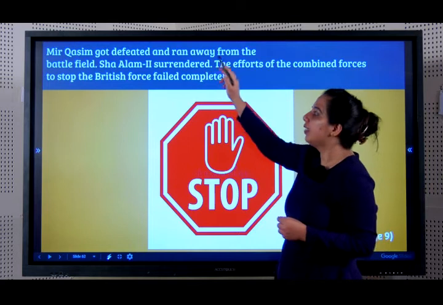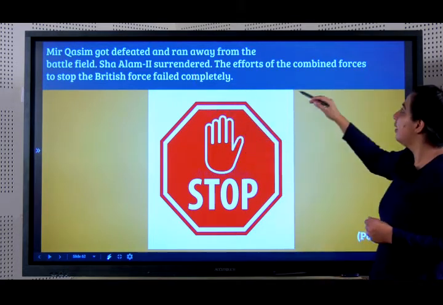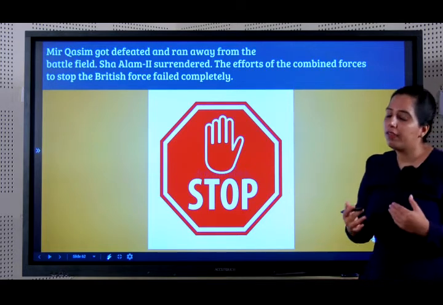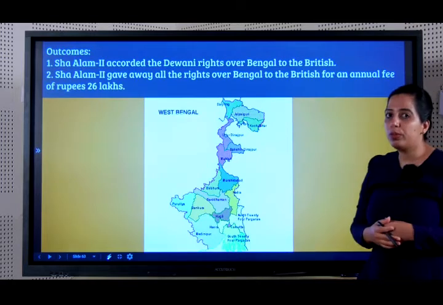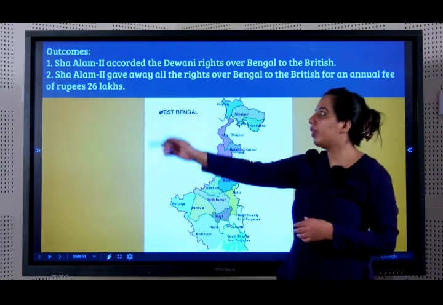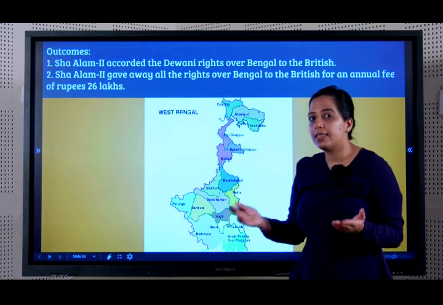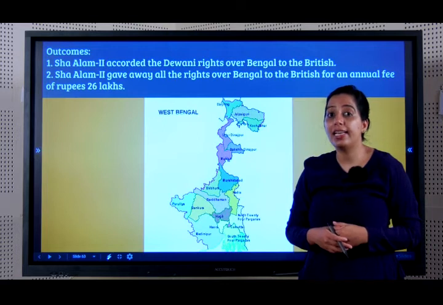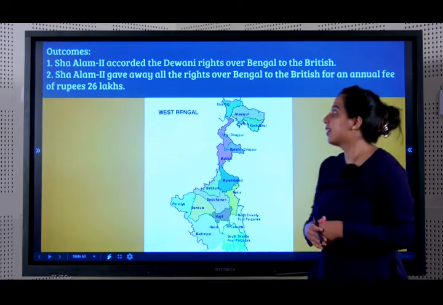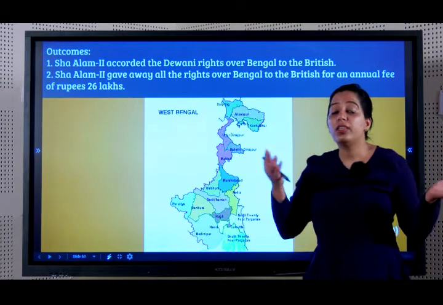Mir Qasim got defeated and he ran away. Shah Alam II was surrendered and the combined forces failed to stop the British army. So what was the outcome? The Mughal ruler Shah Alam II, he gave Diwani rights. Diwani rights are the right to collect land taxes. So now this right was given to the British.